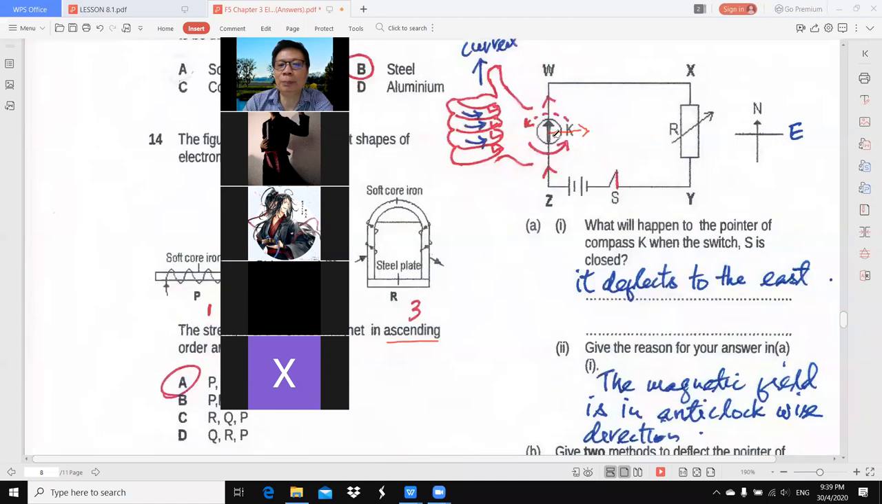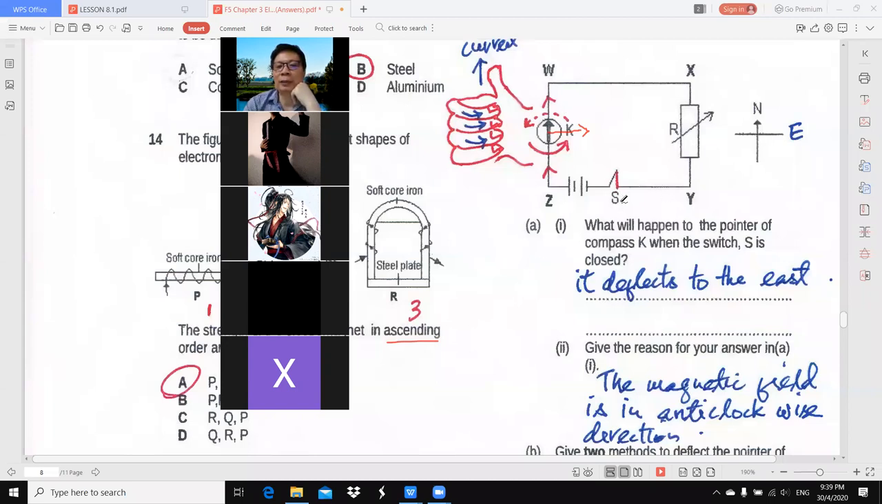Another method to make this pointer point to the opposite direction is you put this compass under the wire. Because when you put the compass on top of the wire, it follows this direction. When you put this compass under the wire, it will follow this direction. So the pointer will reverse, understand? This is on top, this one is at the bottom. You put the compass on top, it follows this direction. You put the compass under the wire, it will follow this direction. Understand? So it reverses.